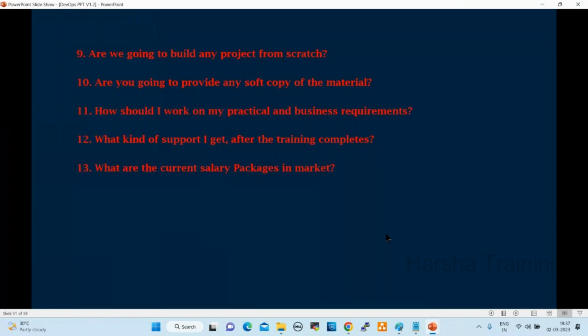You need to apply. I'll guide you on how to apply, how to attend interviews, and how to crack the interview. So I need to put a minimum of 3 years experience on my resume? Yes, at least 2.5 years you need to showcase. Then only will you get more calls.